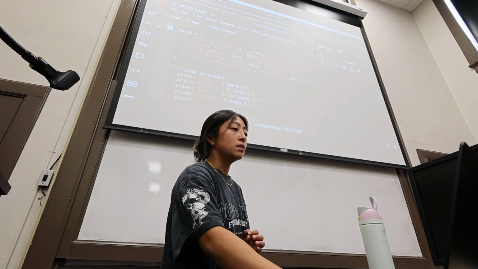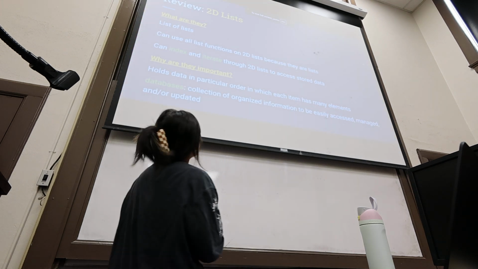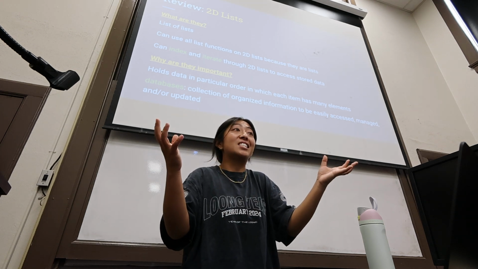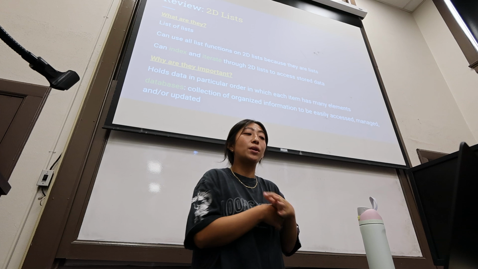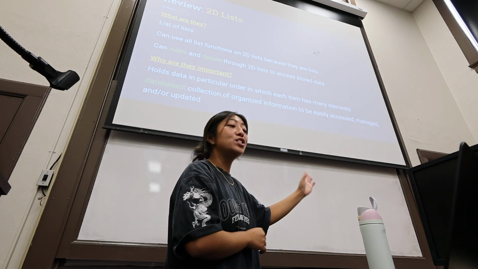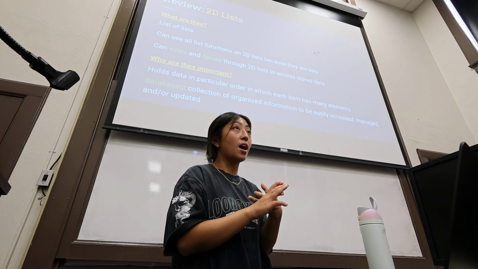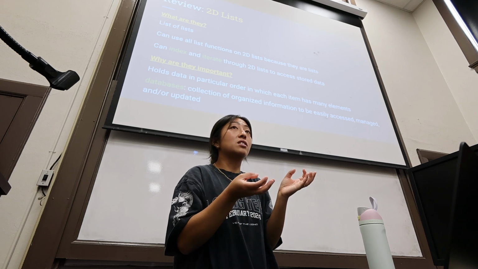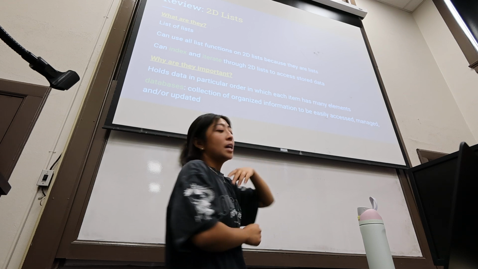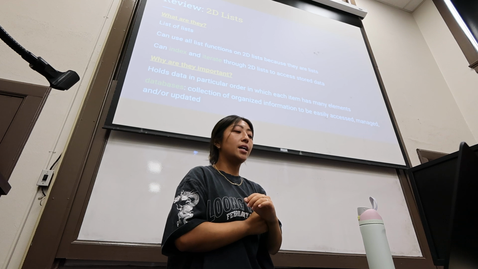Okay, so just to wrap things up, 2D lists, they are a list of lists, right? But it is really just a list at the end of the day. So you can use all the functions that we learned for normal lists, single level lists, I guess, 1D lists, on 2D lists because they're also lists. So you can index into them, you can iterate through them, and a 2D list is just essentially our database, right? It holds data in a particular order, and each item, each row could have many elements in there, right?